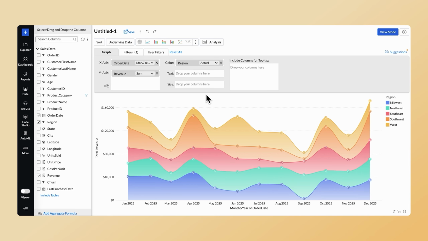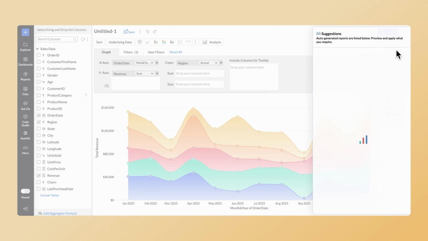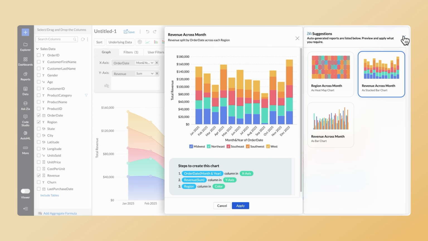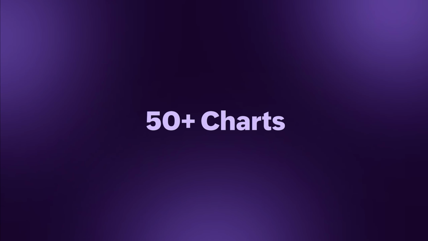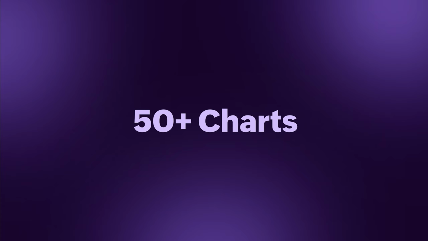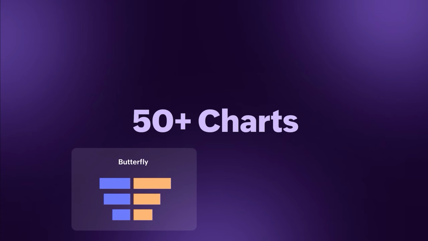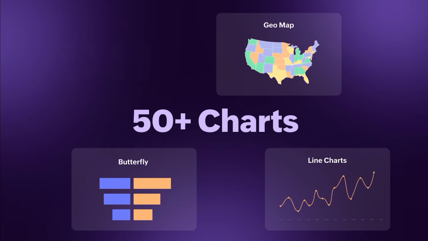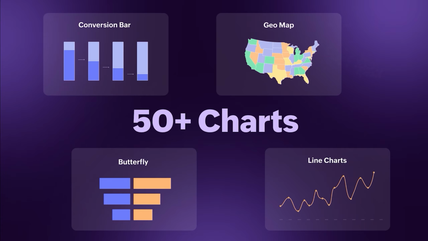Not sure which chart brings out your point best? Zia Suggestions recommends the most suitable visuals, saving you time and helping you avoid guesswork. You can choose from over 50 chart types, neatly grouped by what you want to visualize, whether you're comparing performance, spotting trends, analyzing geographic data, or understanding patterns in your business.